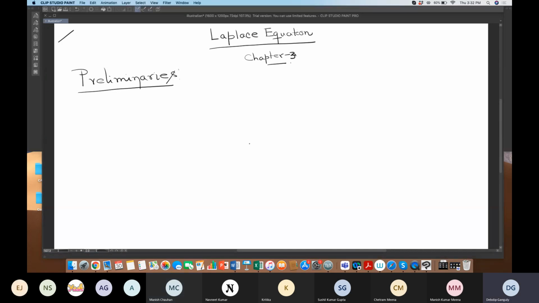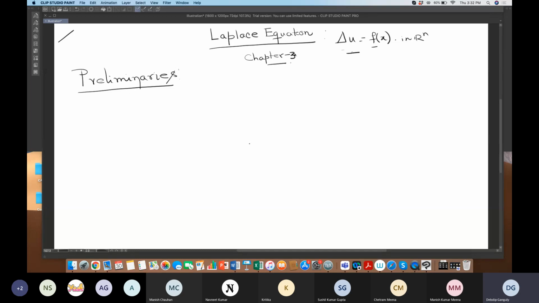Okay, so it's a new chapter. We call it the Laplace equation. You know what is the Laplace equation? Laplacian of u equal to f of x. This is our main motivation to study. We will see what is f, what is u, and all those things in Rn or in some bounded domain. So this is the main aim.